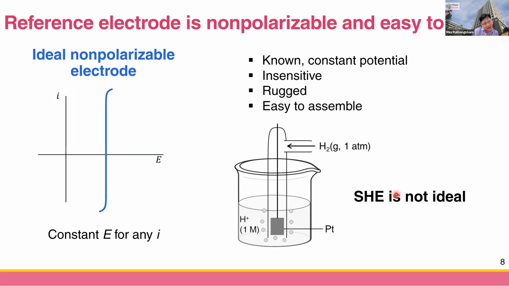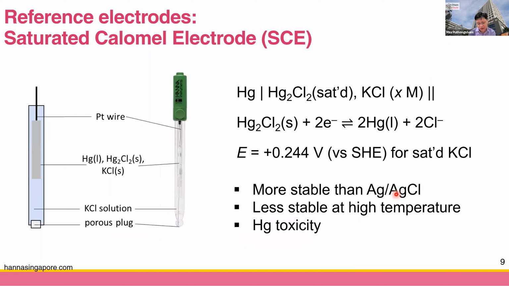So what are the common reference electrodes that we use in electrochemistry? We have basically two reference electrodes. The first one is called the saturated calomel electrode, or we use the abbreviation SCE, saturated calomel electrode.